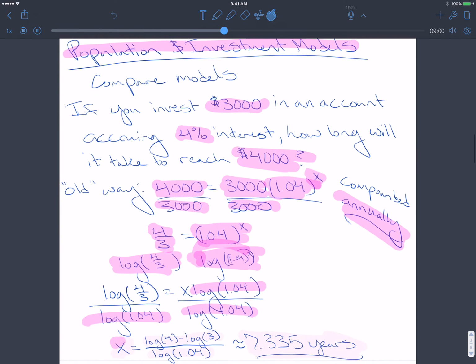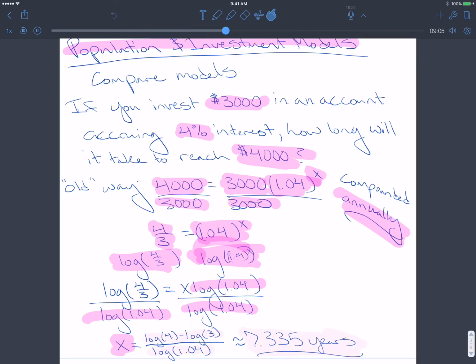And we have that x is equal to log of 4/3, which is the same as log 4 minus log 3, over log of 1.04. This is approximately 7.335 years.